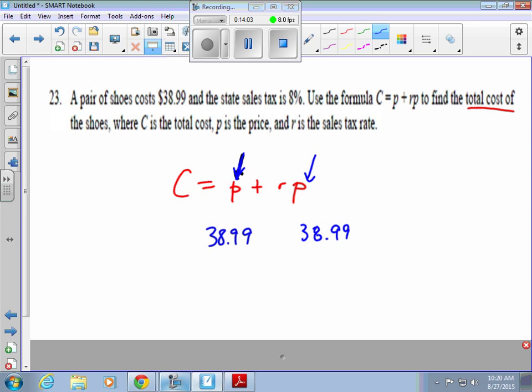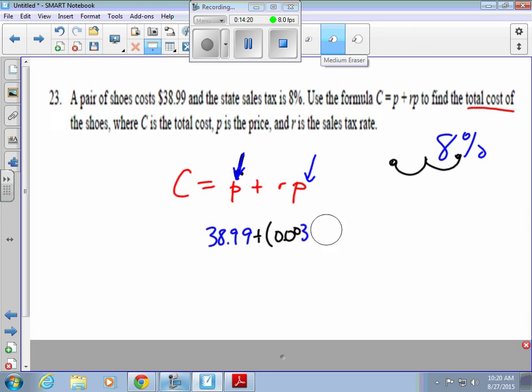Now, again, when you're talking about multiplying by percentages, you always have to change 8%. You have to move that decimal 2 times. So you're going to multiply by 0.08. So I can move that over a little bit.